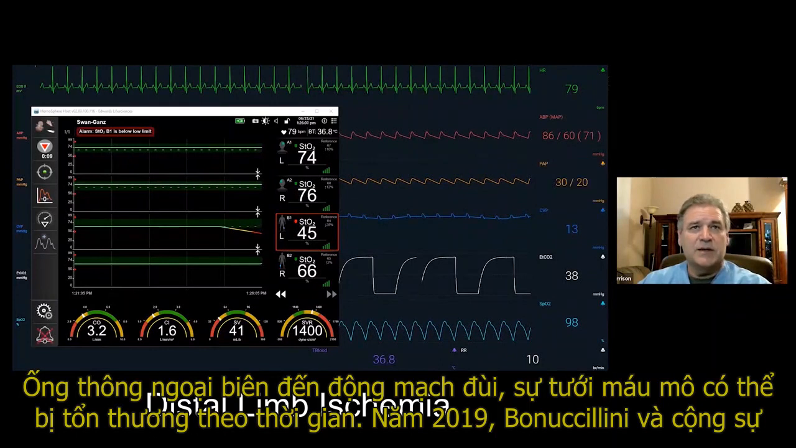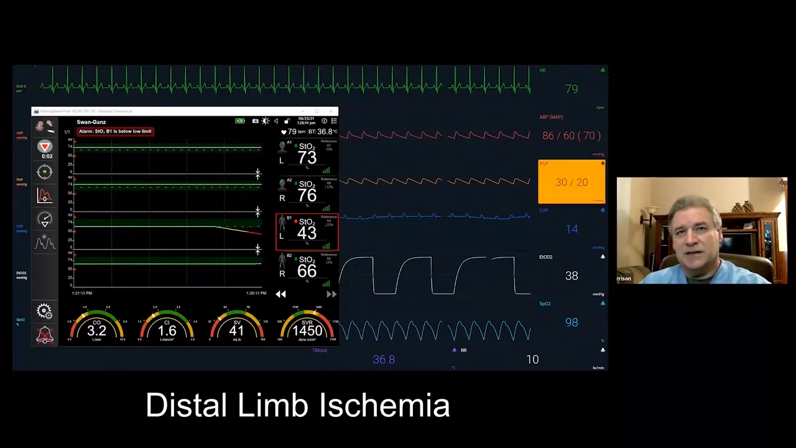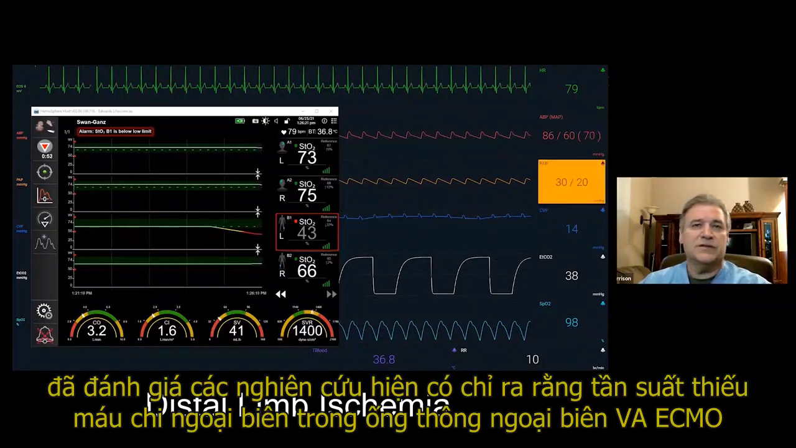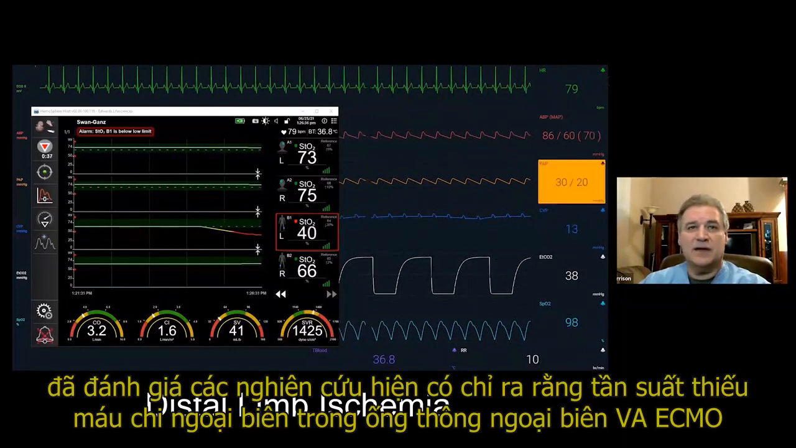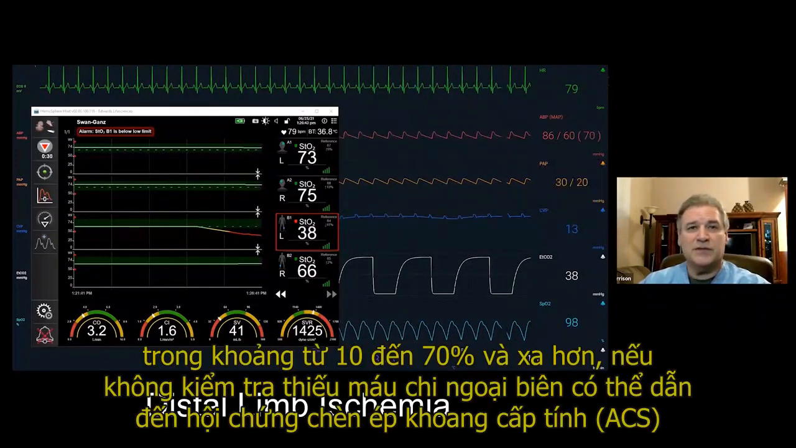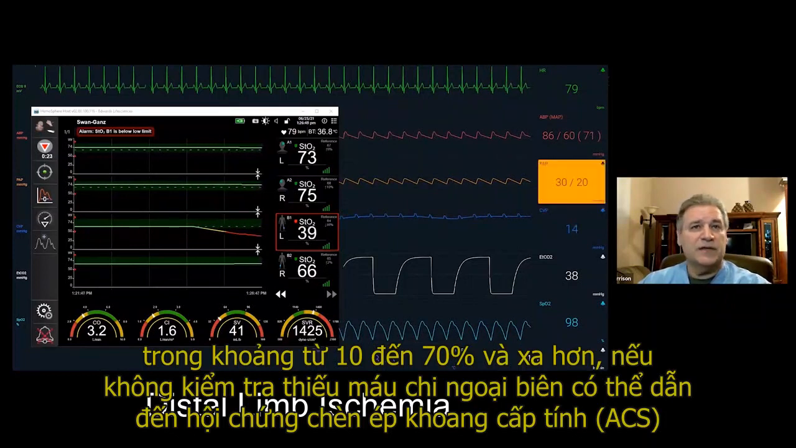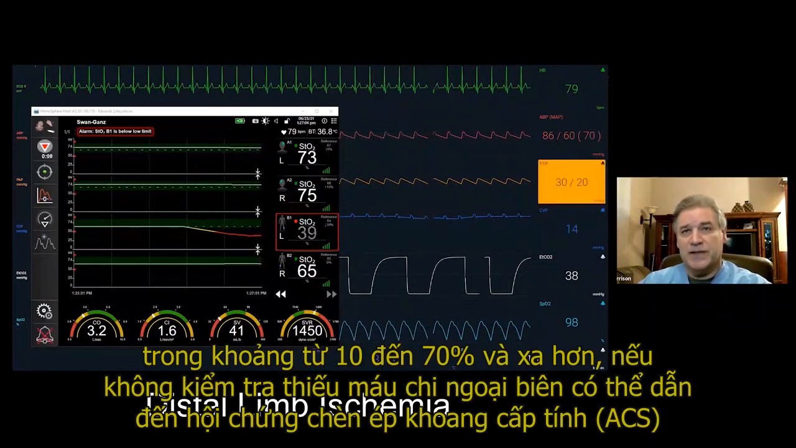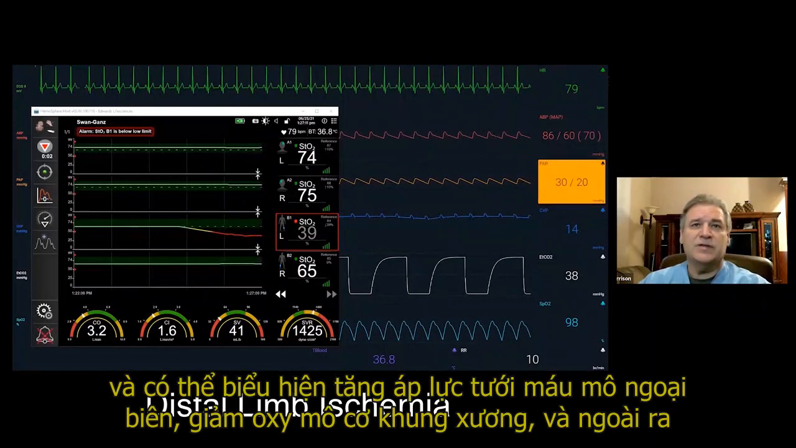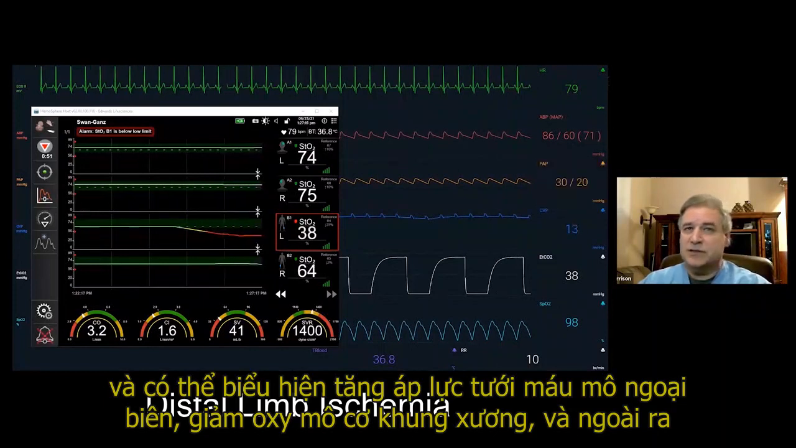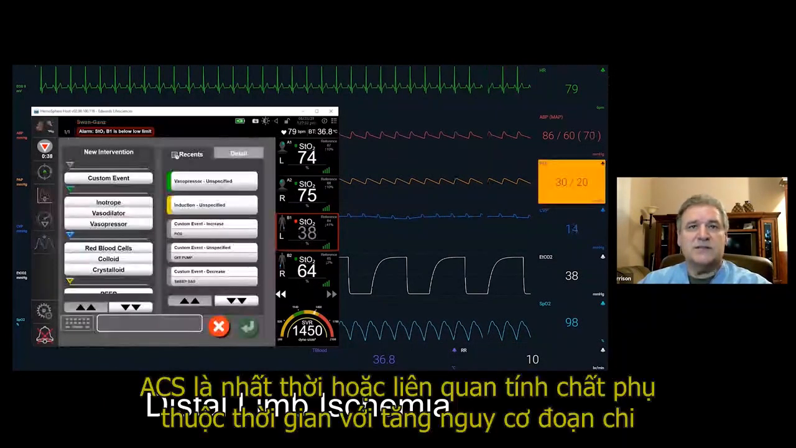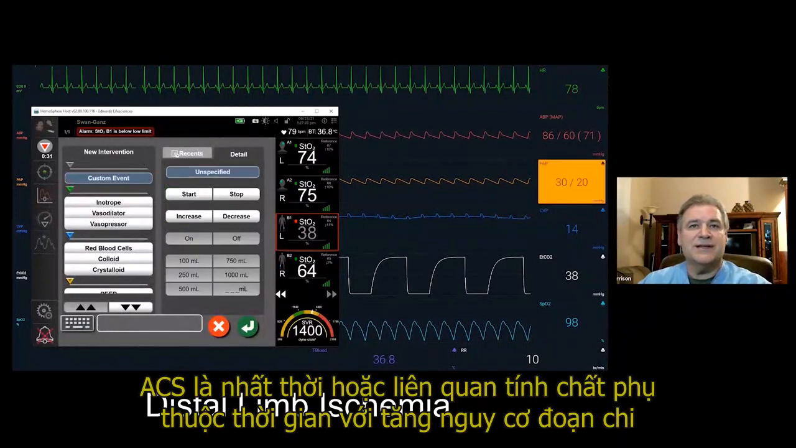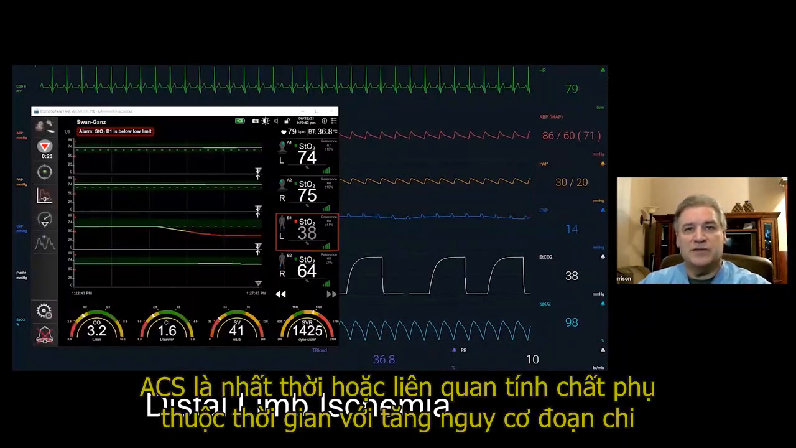And to that end, Bonacolini and others, in a 2019 narrative review of the existing literature, noted an incidence rate of distal limb ischemia in peripherally cannulated VA ECMO ranging from 10 all the way up to 70%. Further, if left unchecked, distal limb ischemia can lead to acute compartment syndrome, or ACS, and can manifest as increased distal tissue perfusion pressure and decreased skeletal muscle tissue oxygenation. In addition, ACS is associated in a time-dependent manner with an increased risk of amputation.